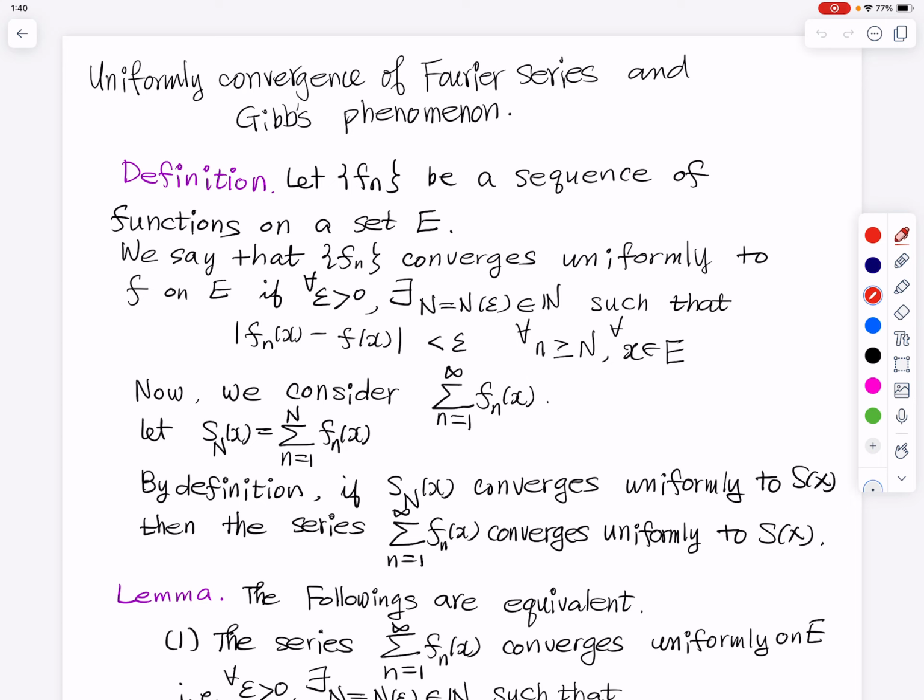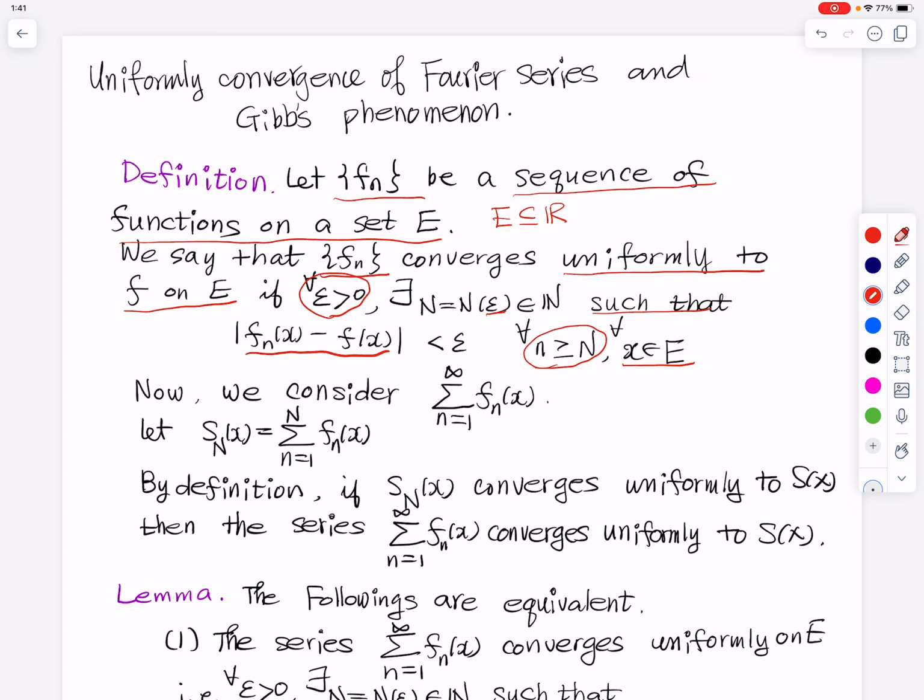Suppose we have f_n, a sequence of functions on a set E. So we consider E to be a subset of R. Then we say that the sequence f_n converges uniformly to f on E if, for every epsilon, there exists a natural number N which depends on epsilon, such that whenever n is greater than N and x belongs to E, the distance between f_n(x) and f(x) is less than epsilon.